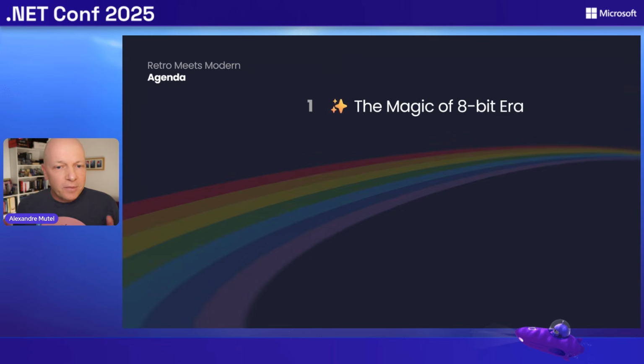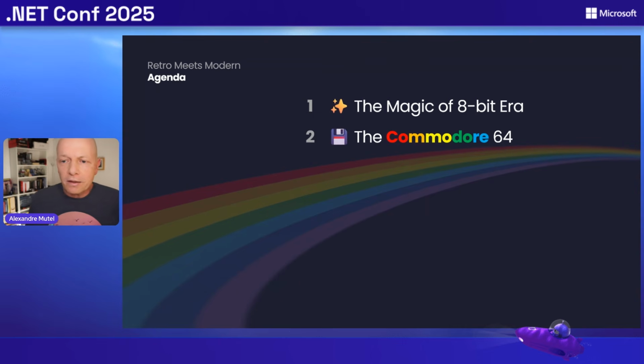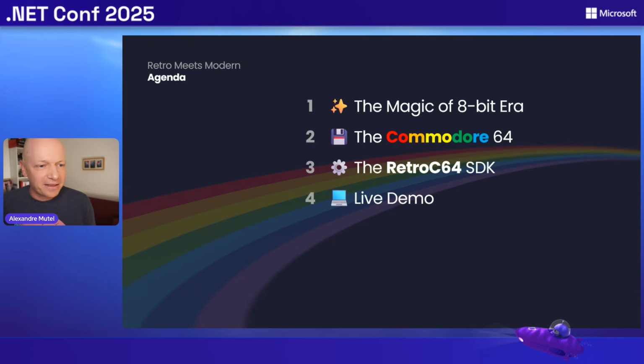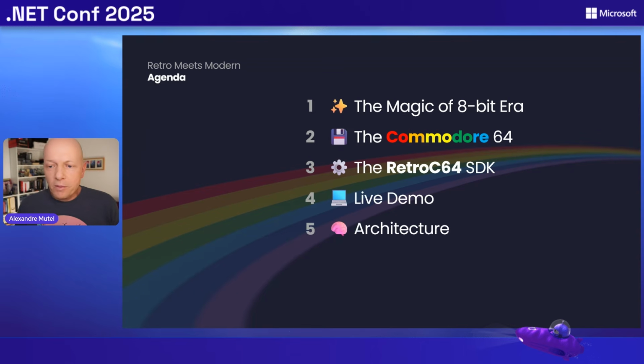So today, I'm going to talk about this project, what made the 8-bit era so magical, and why the Commodore 64 in particular. Then I will introduce the .NET SDK I've built for it, the retro C64 SDK, with hopefully an entertaining live demo. I hope that things will all work. And if time allows, I'll wrap up with a look at the architecture and what's coming next.